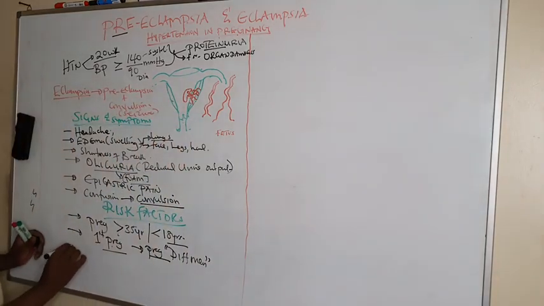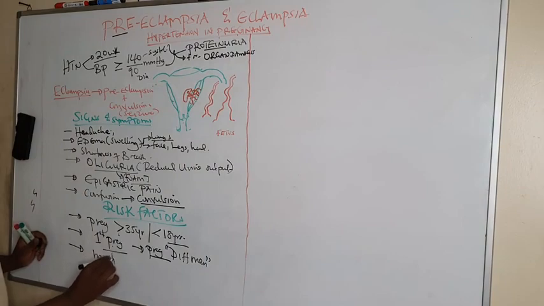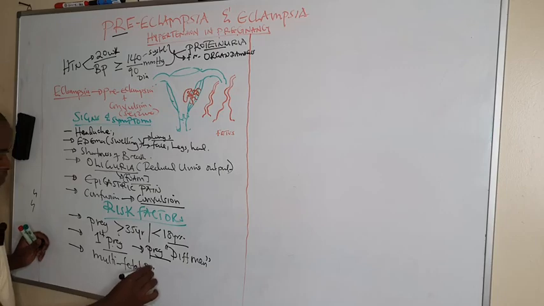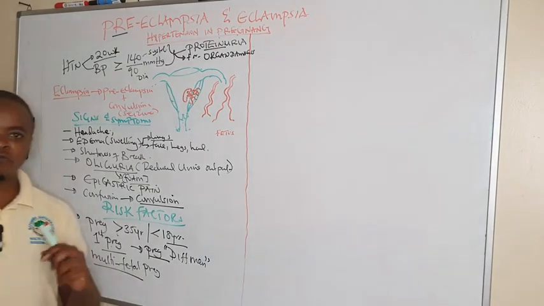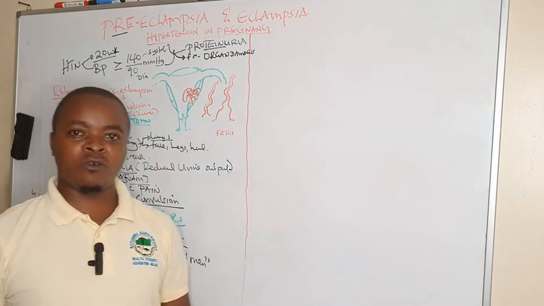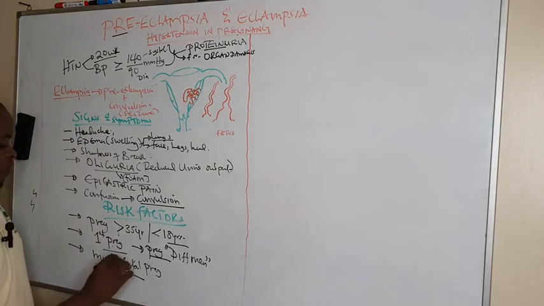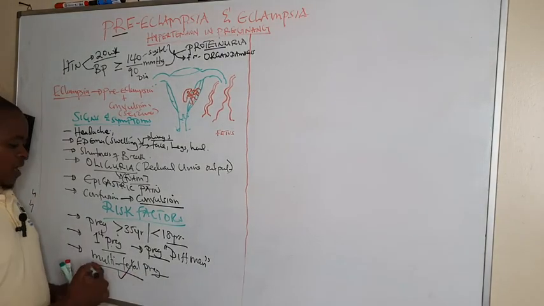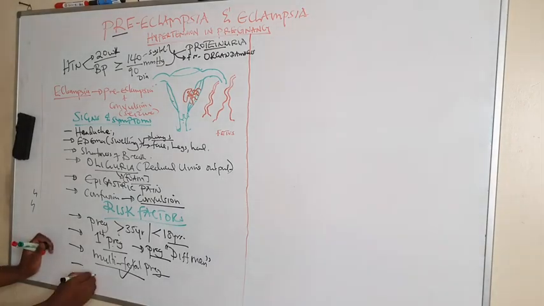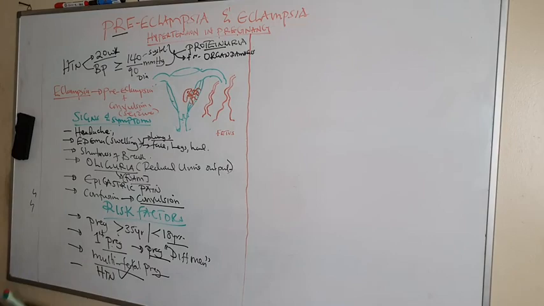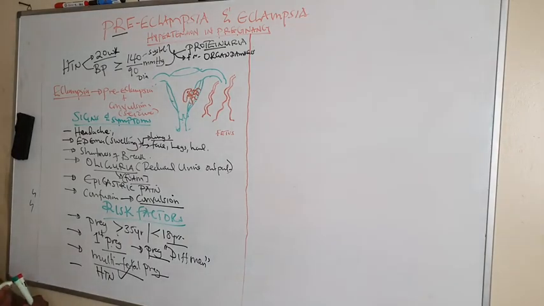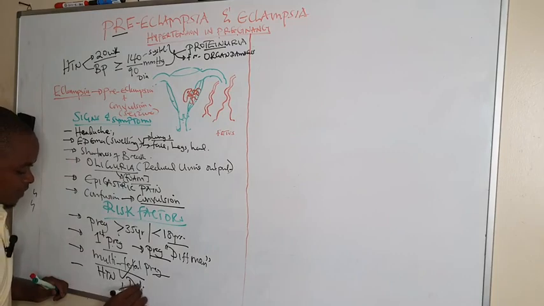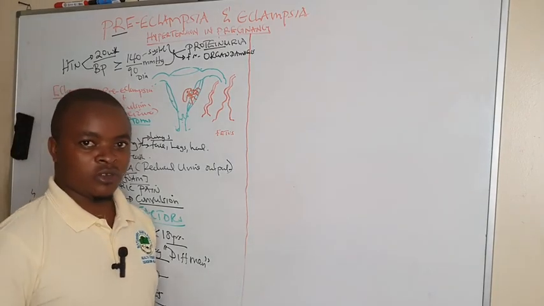And another risk factor is multifetal pregnancy. You find you have twins, you have triplets, you have 4 babies in one womb. This one can also be a risk factor of preeclampsia. Then another risk factor is pre-existing conditions. If you are having high blood pressure, that is hypertension, you are at a risk of getting preeclampsia during pregnancy. Also, people with diabetes mellitus. If you already have high sugar levels, you are also at a risk.